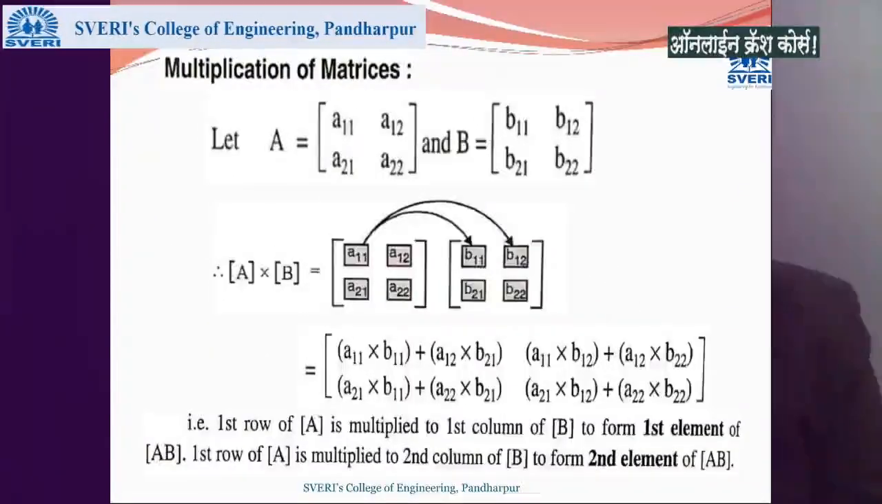Let us see how to multiply any two matrices. Matrix A with elements A11, A12, A21, A22 and matrix B with elements B11, B12, B21, B22. While multiplying any two matrices, we take the first row of A as R1 and the second row as R2. For matrix B, the first column is C1 and the second column is C2. So how do we multiply these two matrices?